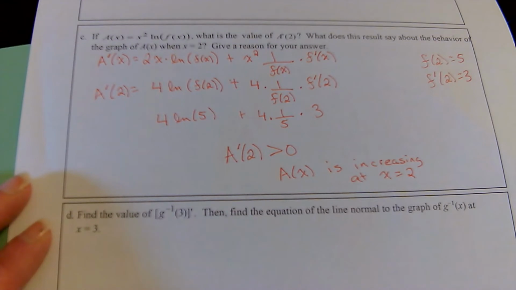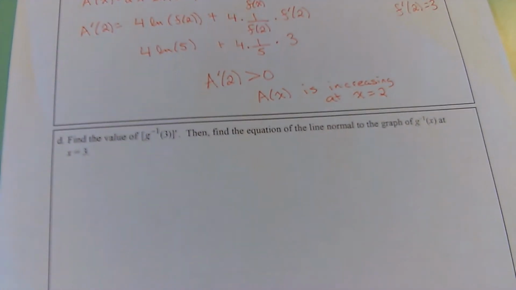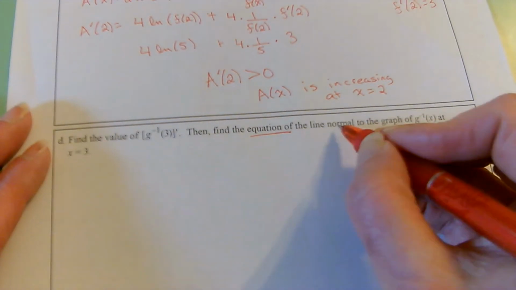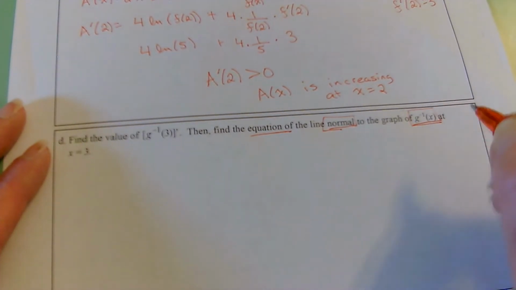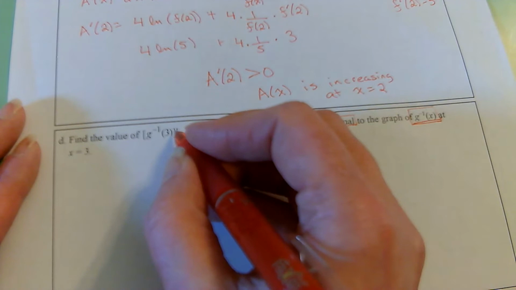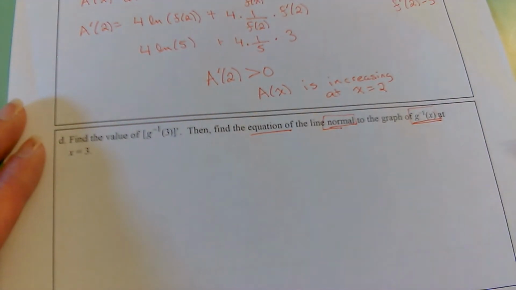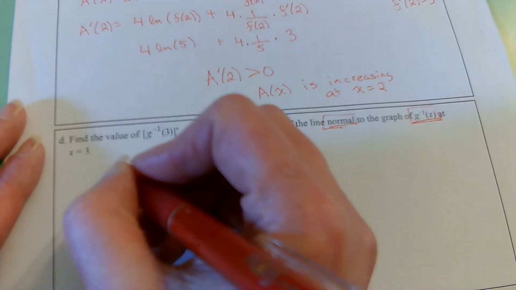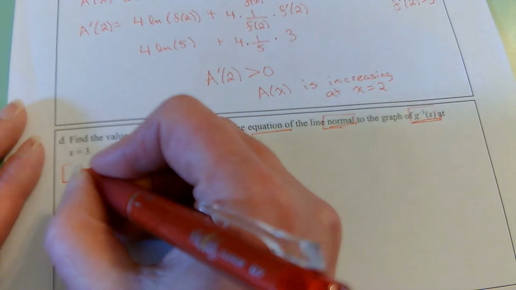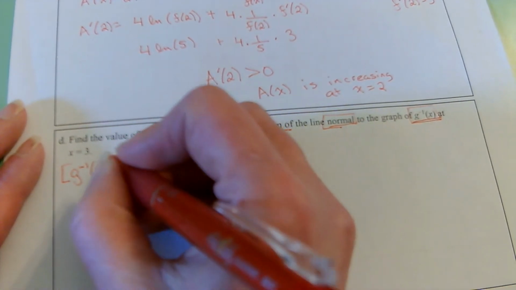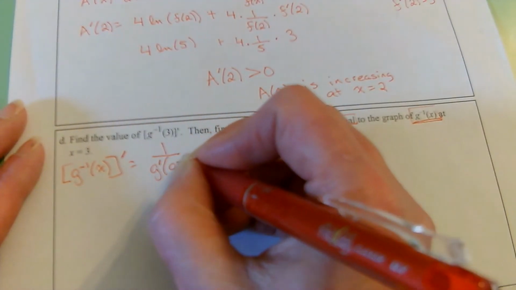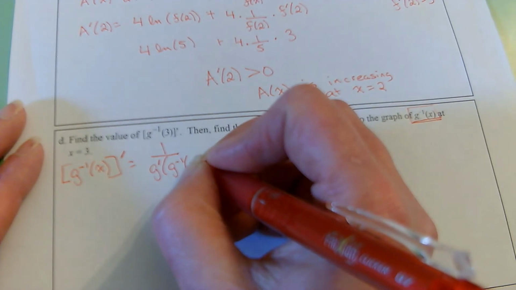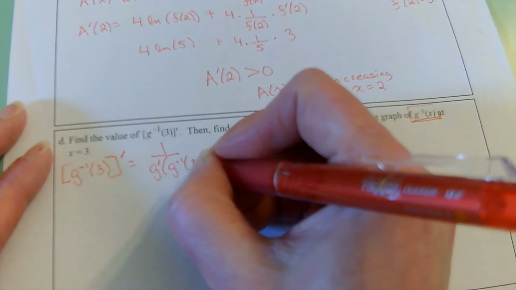Ooh, the last one has the derivative of an inverse. Now be careful of what they're asking for. The equation of normal, that's perpendicular to the graph of the inverse. So when we find the derivative of the inverse, we'll find our slope of the tangent line. So the derivative of an inverse is going to be 1 over the derivative of the inverse. Oh, I guess I could go ahead and plug in the 3. Doesn't hurt anything. Plug in the 3.